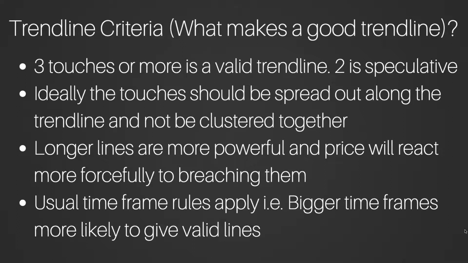And finally, usual time frame rules apply, i.e. the bigger time frames are more likely to give valid lines. So that just means that the lines are more valid when they're on the monthly or weekly candlesticks as opposed to the daily, hourly, 15-minute, 30-minute, 5-minute, 1-minute, anything like that. However, you could definitely use them on any time frame you want. It's not really that big of a deal. What I like to do is just start at the top and then just work my way down, and you'll see that in just a minute.